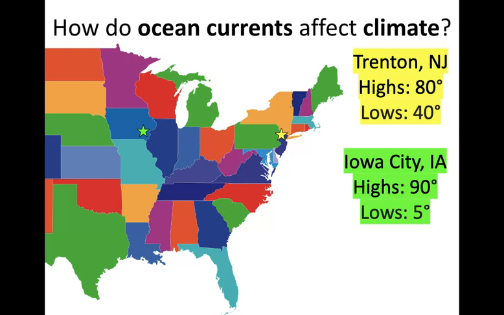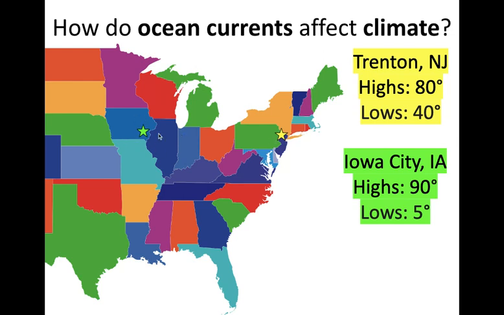How do these ocean currents affect climate? Well, they also affect climate depending on whether you are near the coast versus more inland. Here we have two locations. This yellow star is representing Trenton, New Jersey. It typically has highs in the 80s and lows in the 40s throughout the year.